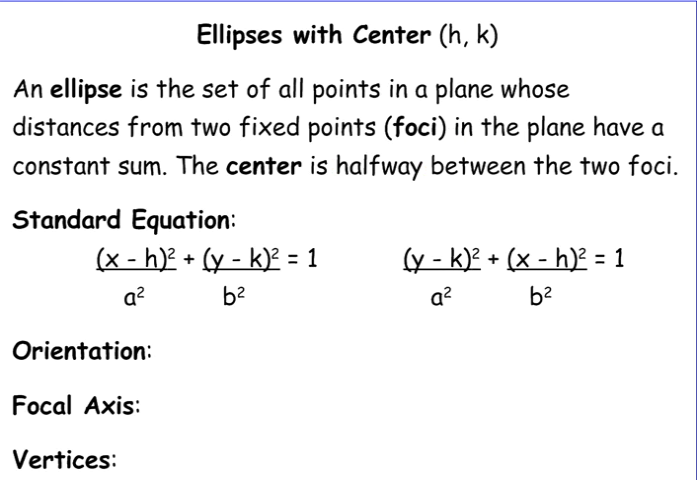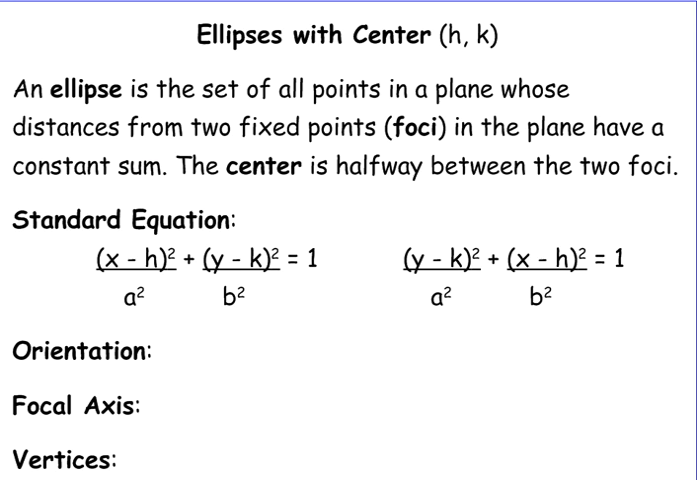Okay, this is new. An ellipse. It's kind of like an oval. When we graph it, you will see that it looks like an oval. But its technical definition is that it's the set of all points in a plane whose distances from two fixed points, we call those the foci, in the plane have a constant sum.